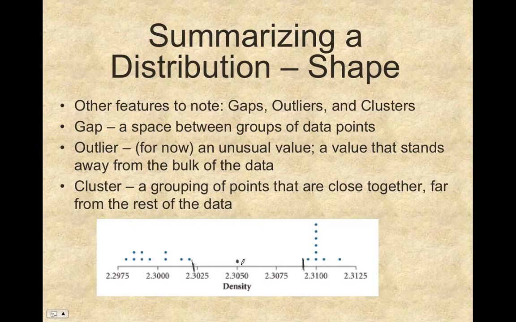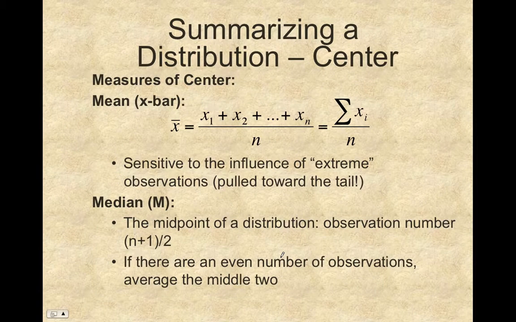And then a cluster is a grouping of points that are close together but far from the rest of the data. In fact, I think I would describe this dot plot as 2 separate clusters of points, having this lower cluster and then this upper cluster with a gap in the middle. So that's all I have to say about shape. You're responsible for 5 shapes: approximately normal, skewed right, skewed left, uniform, and bimodal. Next, I want to move into measures of center.